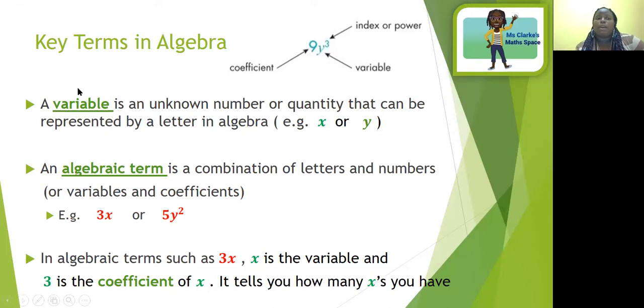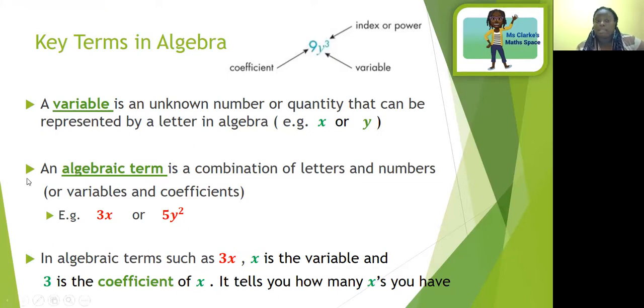A variable is an unknown number or quantity that can be represented by a letter in algebra. Usually you're accustomed to saying x or y, but it can be any letter in the alphabet, a, b, c, d, e, f, straight down to z. And then we can have variations of that, where you might see a little number at the top, an index or power, to make it a different variable as well.